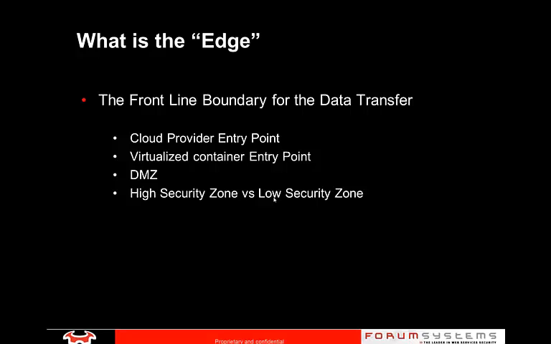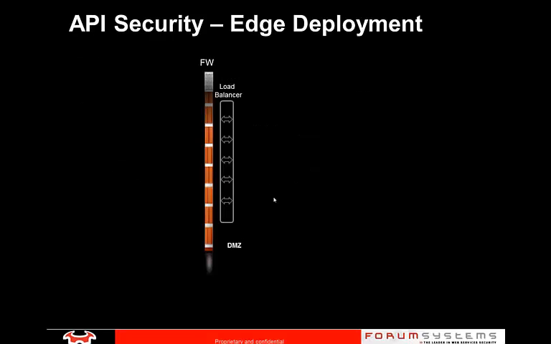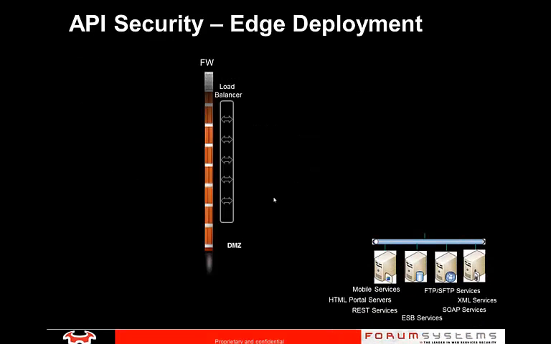So that edge is really the frontline boundary, the first line of defense, where the API is exposed for communication. Where we look at the edge deployment topology, where we can then show and demonstrate how edge caching can be accomplished, we have to first look at the nature of edge deployments as far as it pertains to API gateway security.